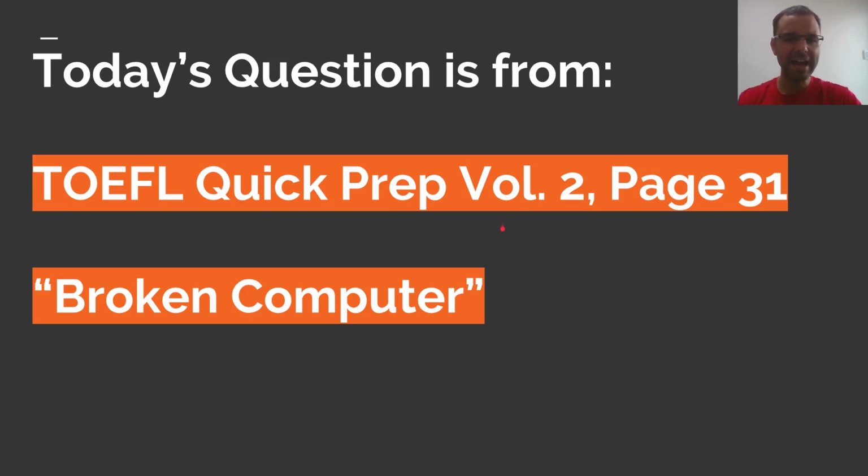So today, as a sample, I want to use a question from the TOEFL Quick Prep collection, specifically from Volume 2, page 31. I can't give you the conversation here because that's owned by ETS, but fortunately this one's available for free. I'm going to post a link in the video description to the PDF which contains the transcript. If you can't find it right away, just look for the one about a broken computer.